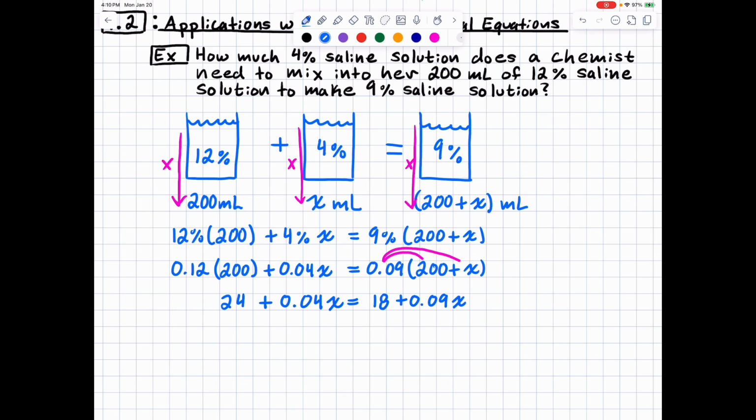All right. So now we're going to want to get all of our x's to one side and all of our non-x's to the other side. So I think I'm going to subtract both sides by 0.04x just so we can avoid negative numbers. So on the left-hand side, I'm going to get 24 plus 0.04x minus 0.04x equals 18 plus 0.09x, and on this right-hand side, we're also going to subtract 0.04x, because whatever you do to the left-hand side, you have to do to the right-hand side.